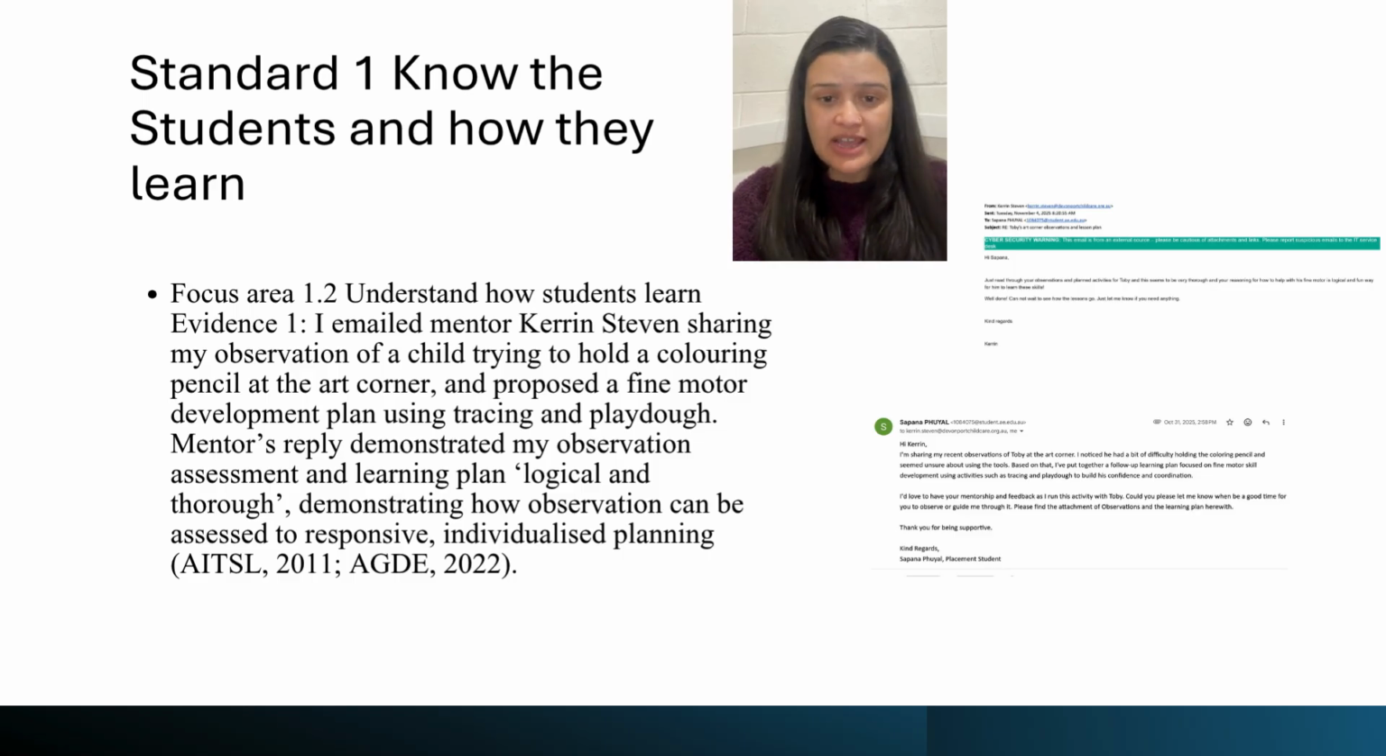So in the first standard, it is know the student and how they learn. So it is very important to know the student first and their interest. So for this artifact, I have chosen the focus area 1.2, understand how a student learns.